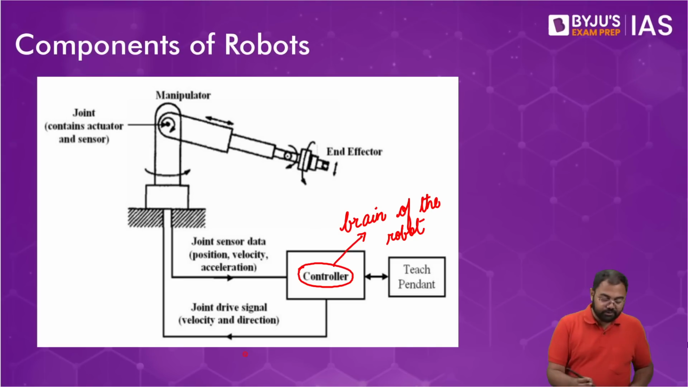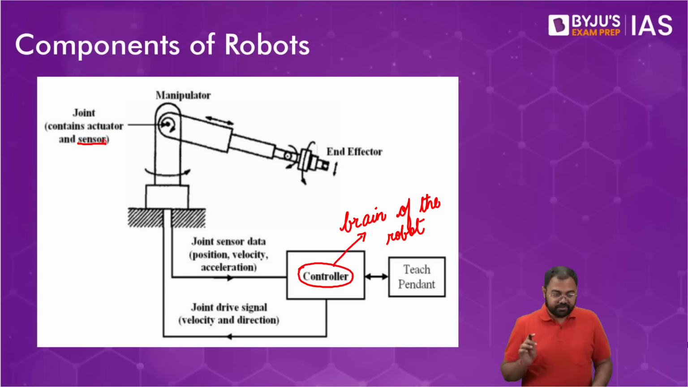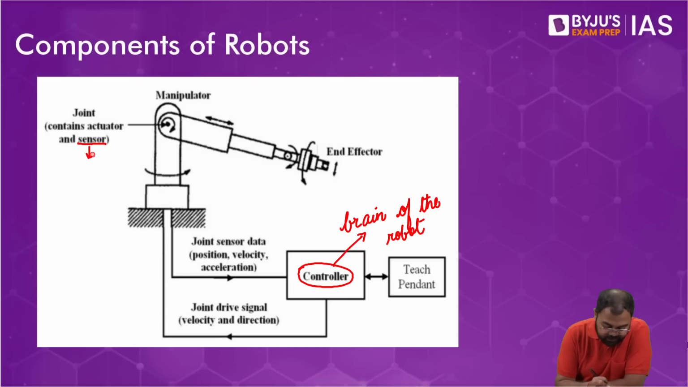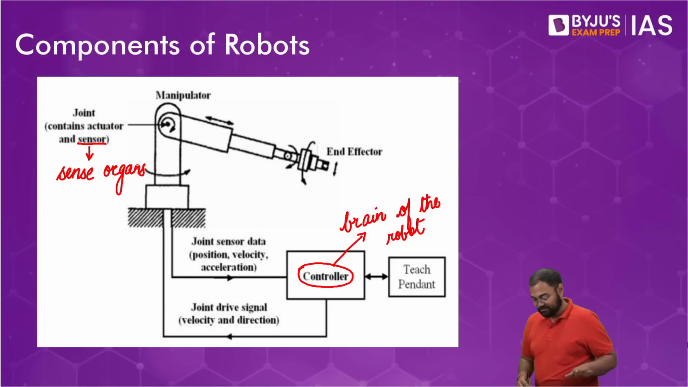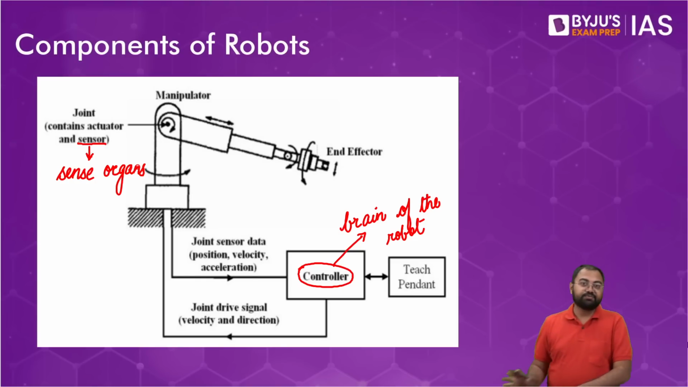Then apart from the controller, we have sensors. Now these sensors are like the sense organs in our body. Can you name the sense organs in the body? Which are the sense organs? Yeah, five of them. Can you name them? Skin, eyes, ear, nose, tongue. Correct. Right. So these are the five sense organs.